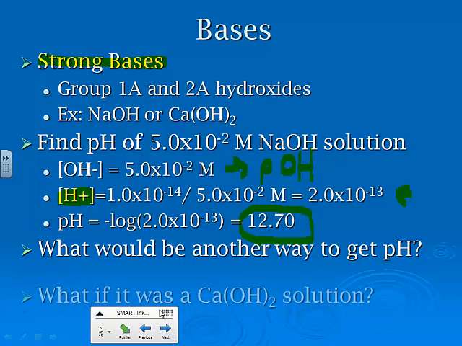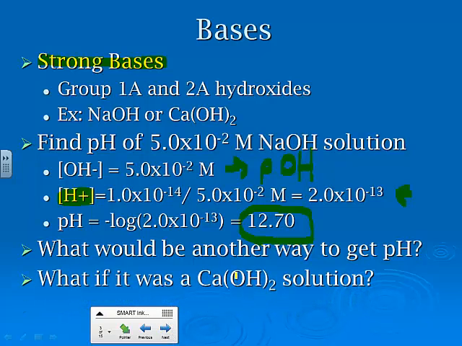The only thing to keep in mind, and this is where we get caught up, is if it was a calcium hydroxide solution, remember there are two hydroxides for every one calcium. So we would have had to come up here and multiply this by 2 in order for that to work. Instead of an initial 5.0 times 10 to the negative second, we would have multiplied that by 2 because we would have had 2 hydroxides for every 1 mole of solution.